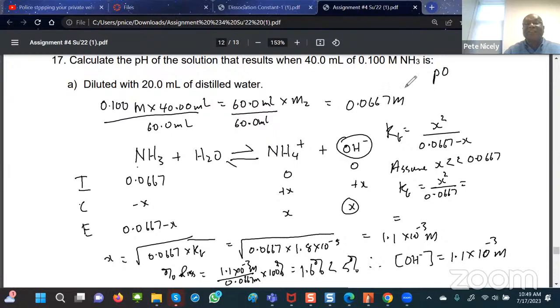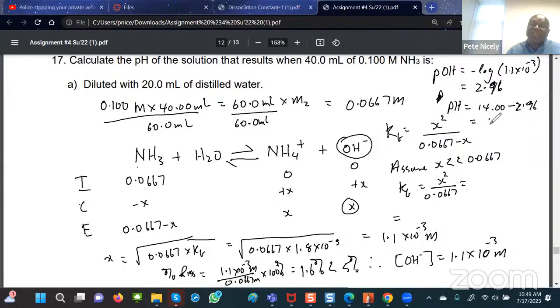So pOH will be equal to minus log of 1.1 times 10 to the minus 3, which means that pH, well, let me work that out first. So that will be equal to 2.96, and therefore the pH will be equal to 14.00 minus 2.96. And according to my calculation, that works out to be 11.04. So this would be the final answer. And that's how you do that.